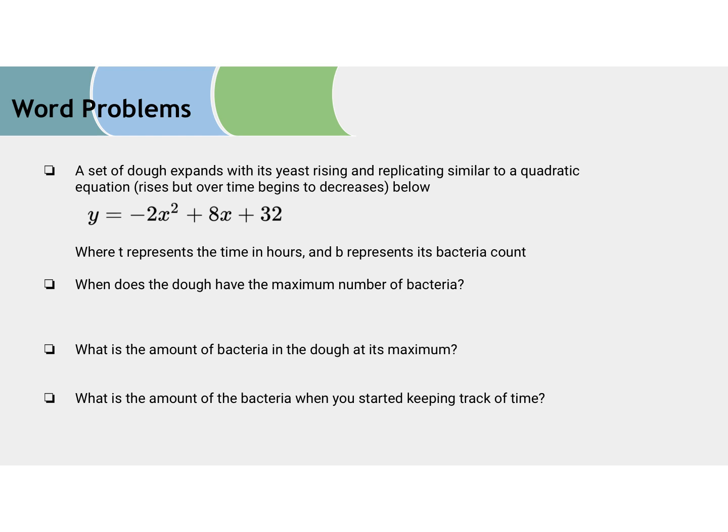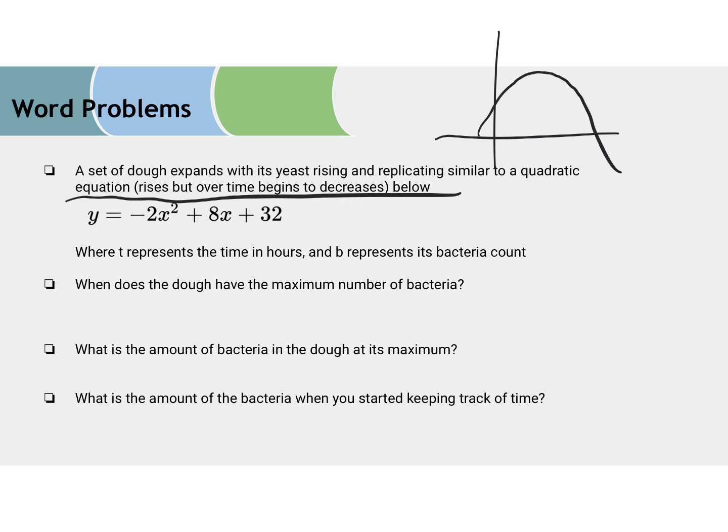Now in this one, let's say a batch of dough expands with its yeast rising and replicating, similar to a quadratic equation where it rises over time but begins to decrease. So this is in standard form. So we don't really know where the vertex is, but based on the context of the equation, it rises over time and begins to decrease. T, let's change that to x, and B, let's change that to y, is sort of the number of bacteria versus time.